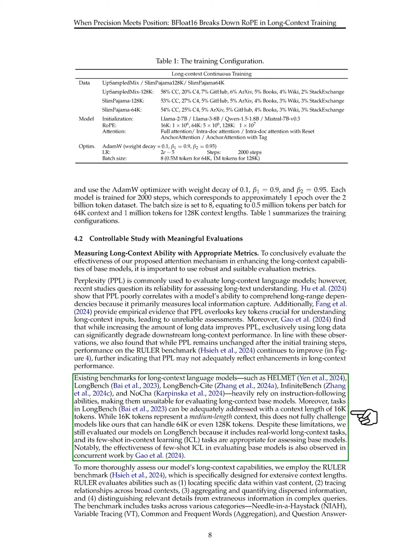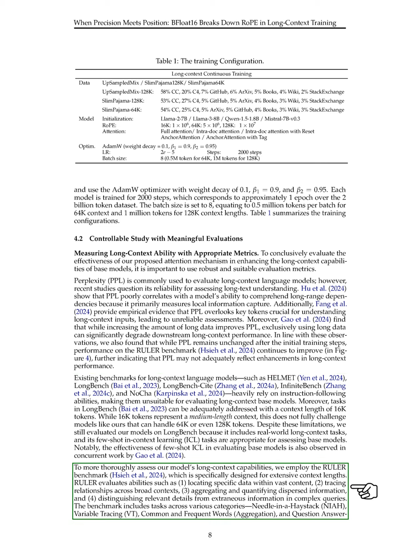Existing benchmarks for long context models, like HELMET and LongBench, often focus on instruction following abilities, making them less suitable for evaluating our models. Tasks in LongBench can be managed with a context length of 16K tokens, which does not fully challenge models capable of handling 64K or 128K tokens. Despite these limitations, we still evaluate our models on LongBench due to its inclusion of real-world long context tasks and its few-shot in-context learning tasks, which are relevant for assessing base models.